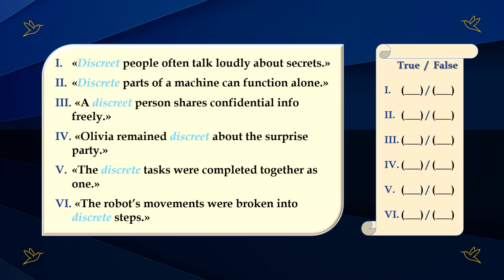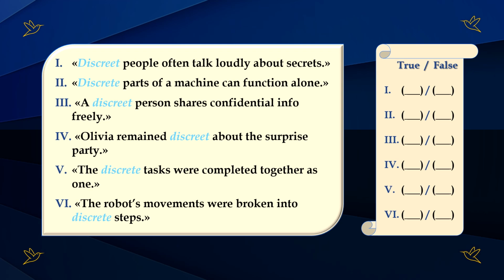Answer each true or false question based on the meanings and examples you reviewed. This will help reinforce your understanding of each form and its correct usage. 1. Discreet people often talk loudly about secrets. 2. Discrete parts of a machine can function alone.